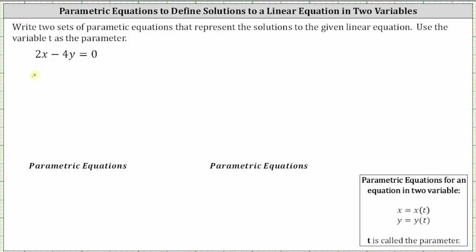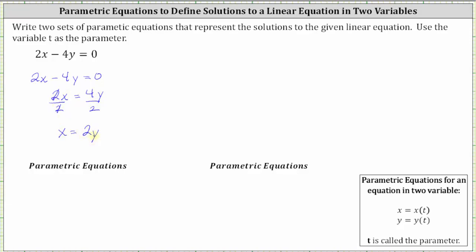So beginning with 2x minus 4y equals 0, to solve for x, we would first add 4y to both sides, which gives us 2x equals 4y, and then divide both sides by 2. Simplifying, we have x equals 2y.